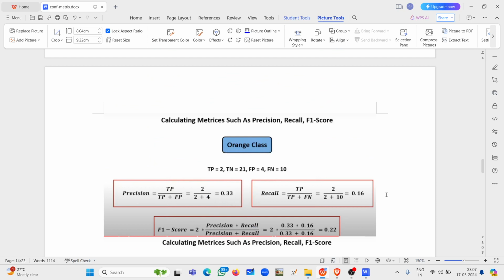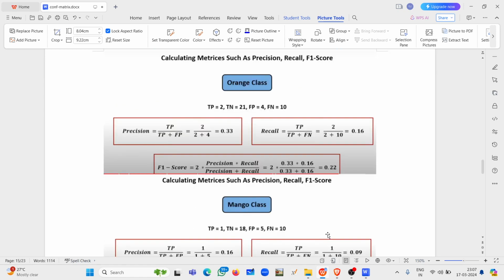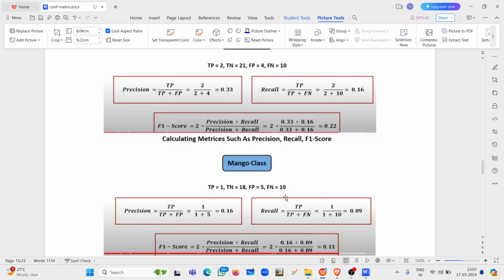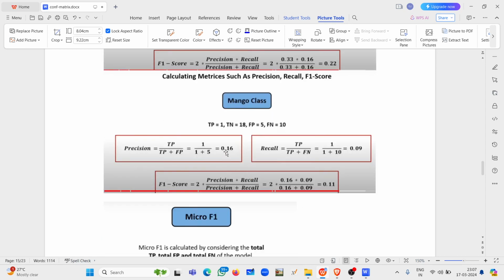It is coming 0.33, 0.16 and here it is coming 0.22. Okay. Now for the mango class also, it is coming 0.16, 0.09 and 0.11. So this is one way.